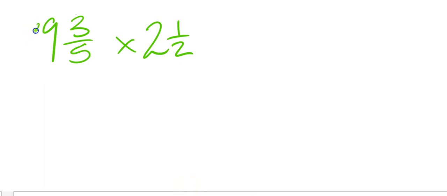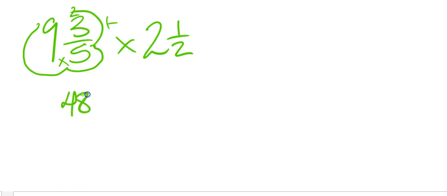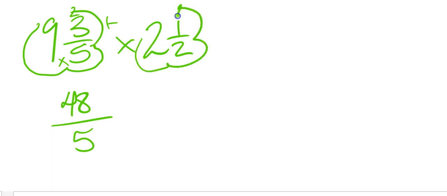How I do it is you multiply your whole number times your denominator. 9 times 5 is 45. Then you add your numerator to that. So 45 plus 3 is 48. Then you keep your denominator the same. You do the same step to your other mixed number as well. So 2 times 2 is 4, plus 1 is 5. That becomes our numerator. Then our denominator stays the same.